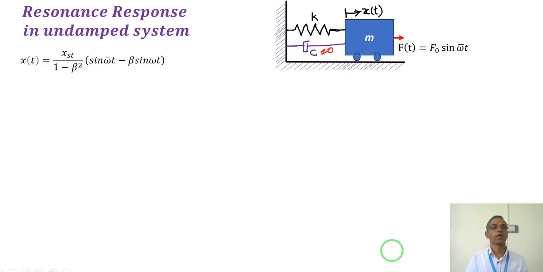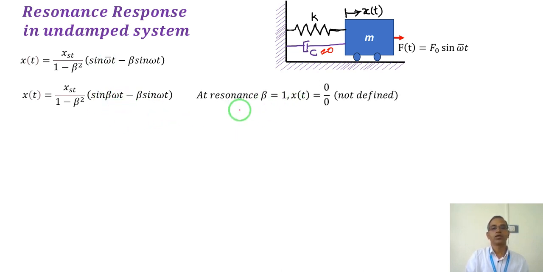So then this is the response, as we discussed in the previous lecture: x of t is xst by 1 minus beta square, into sin omega bar t minus beta sin omega t. This is the response for the undamped system for a harmonic vibration. Now what happens when beta equal to 1? That is the resonance condition. At beta equal to 1 it becomes 0 by 0 form, which is not defined.